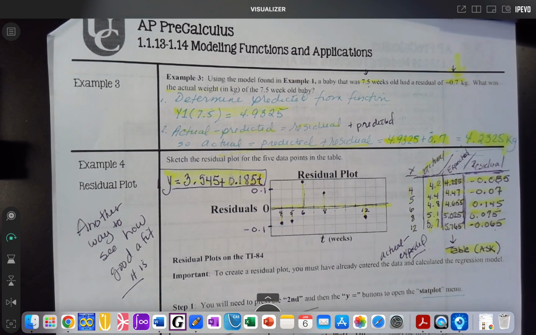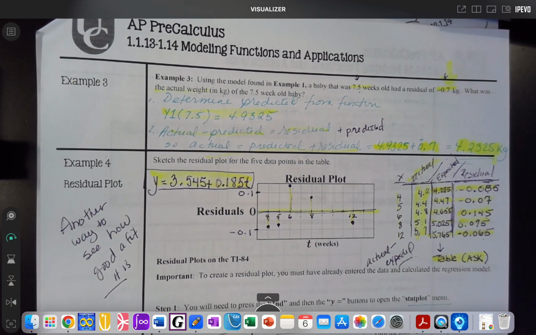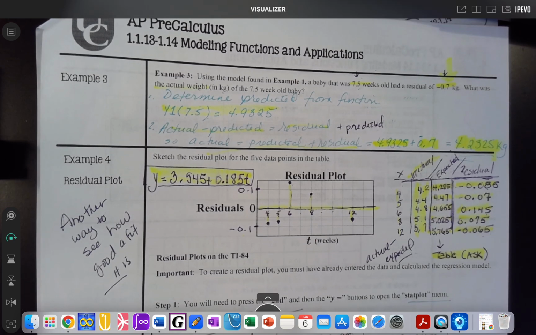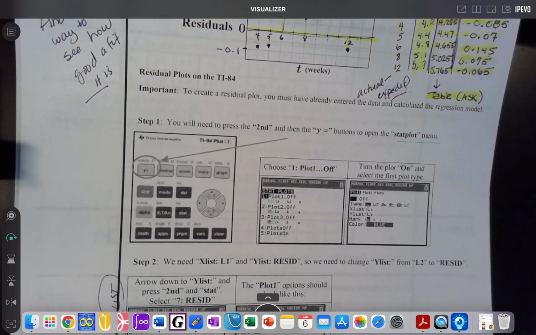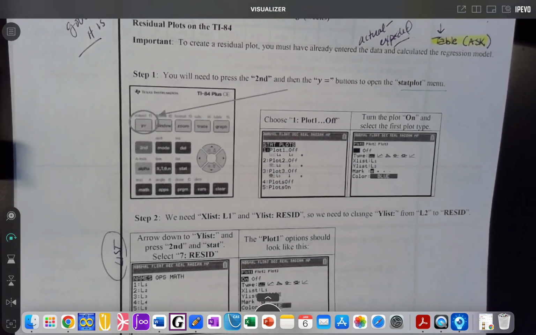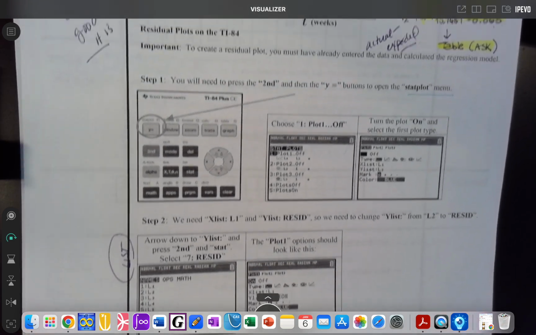So this is the third video for sections 113 and 114. The other two videos walk you through how to create a residual plot by hand, and now I'm going to show you how to actually do it on the calculator. These are really good instructions that are written in your notes, but I'll walk through them with you, okay?